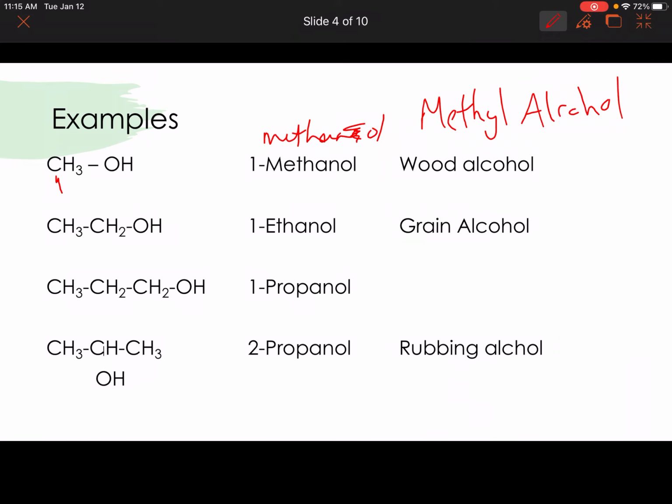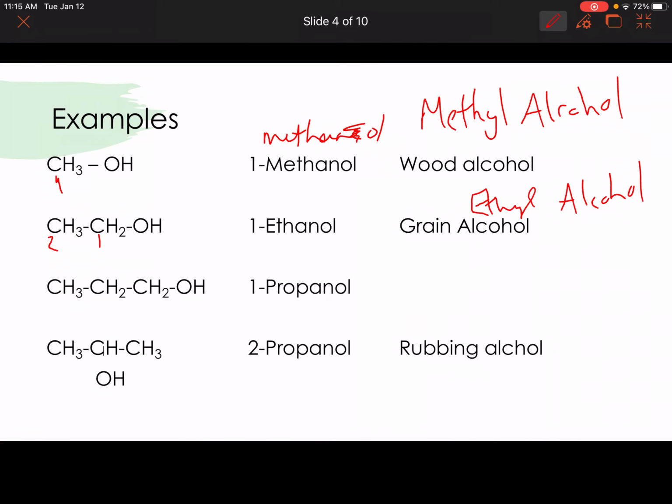Now, the next one is ethanol. So grain alcohol, that's the one that people drink, which is also poisonous, right? Depending on the dosage. If you drink too much of it, you'll get alcohol poisoning. So if we look here, though, again, it's on the N carbon, so it's going to be on the first one. So that's 1 ethanol. And again, we refer to that sometimes as ethyl alcohol.